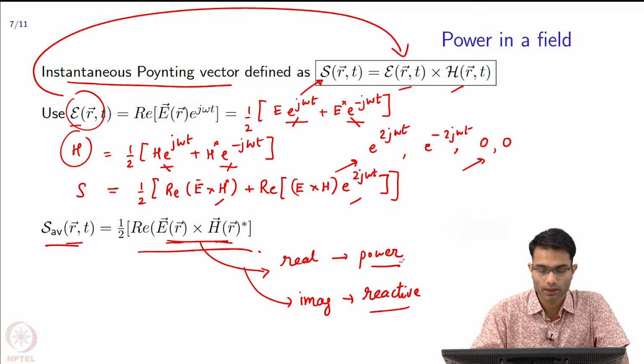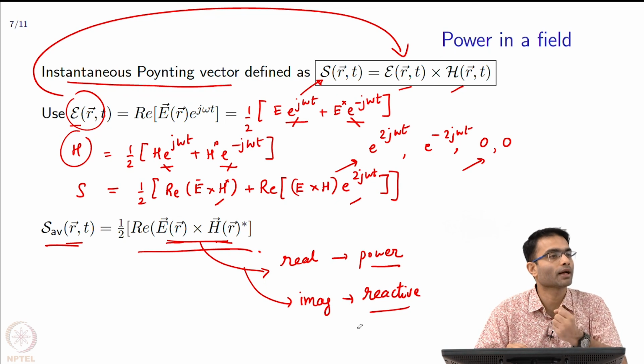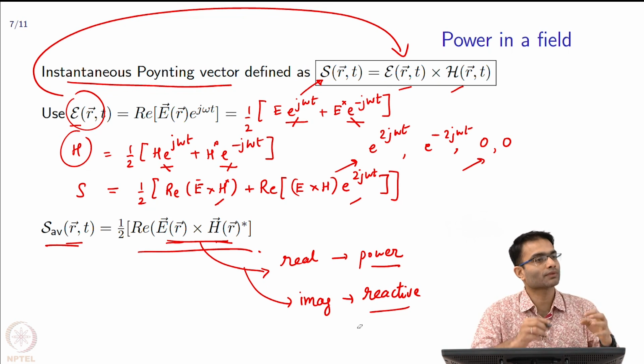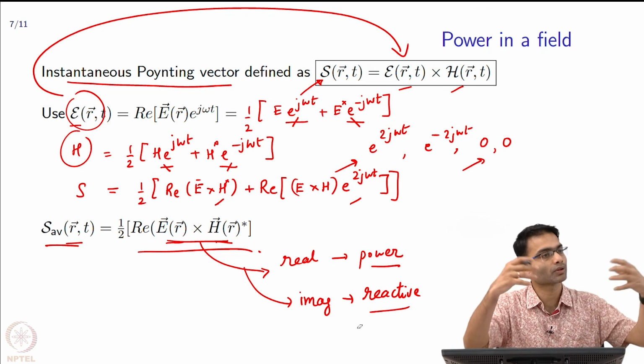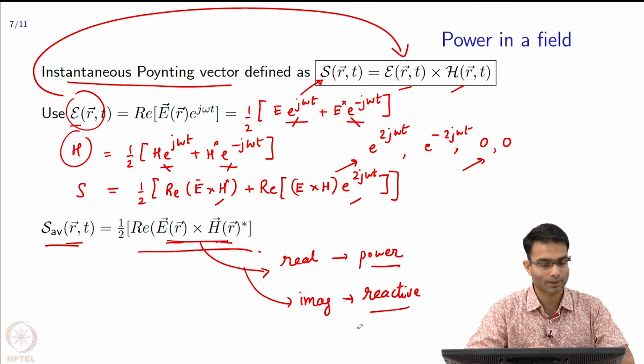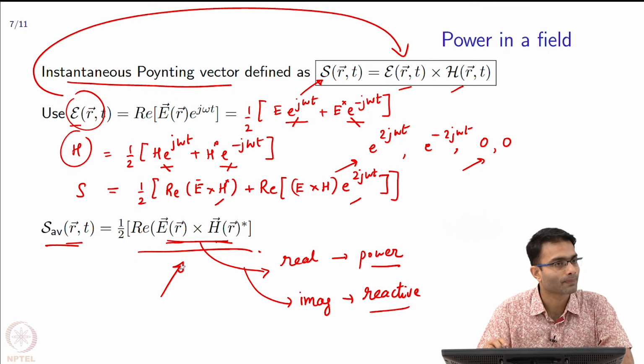This concept of real power and reactive power will be very interesting when we look at the radiation from an antenna. In the near field of an antenna, most of the energy is reactive. As I go into the far field, we will find that it becomes more and more real. So it is not just for theoretical fun; these things are actually happening in nature.